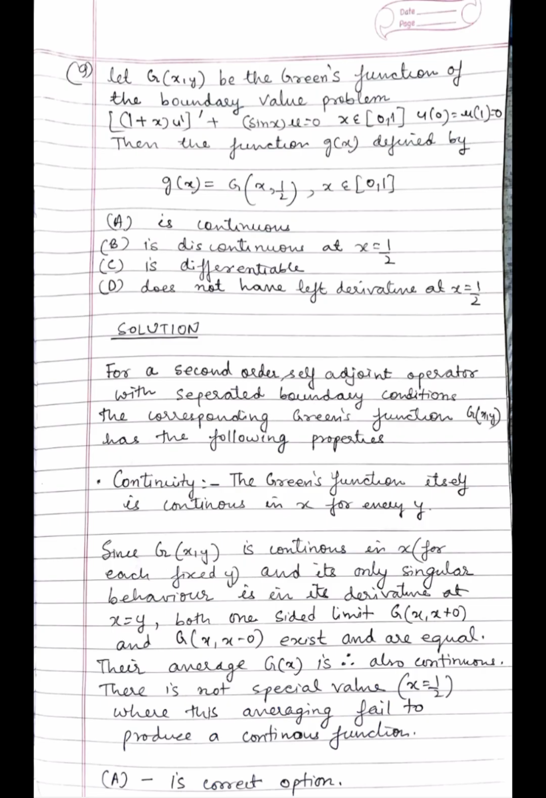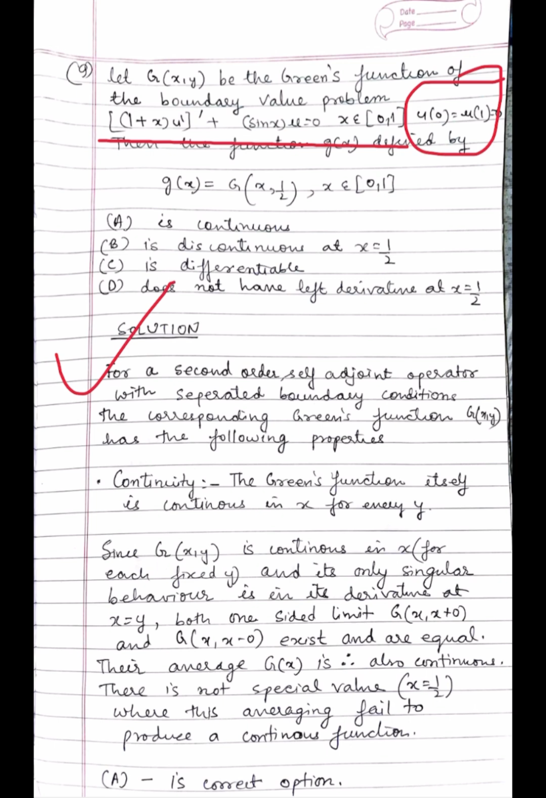Question 9 is a question on Green's function. Let G(x,y) be the Green's function of the boundary value problem given to us: ((1 plus x) u')' plus sin x u equals 0, x belongs to the closed interval 0 to 1, and we are given the boundary conditions u(0) equals u(1) equals 0. Then the function g(x) defined by g(x) equals G(x, 1/2), x belongs to the closed interval 0 to 1, is continuous, discontinuous, differentiable, or does not have a left derivative at x equals 1/2.